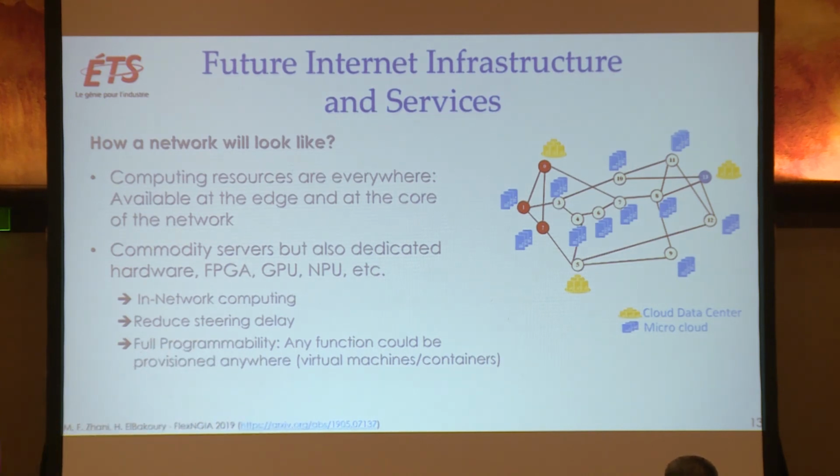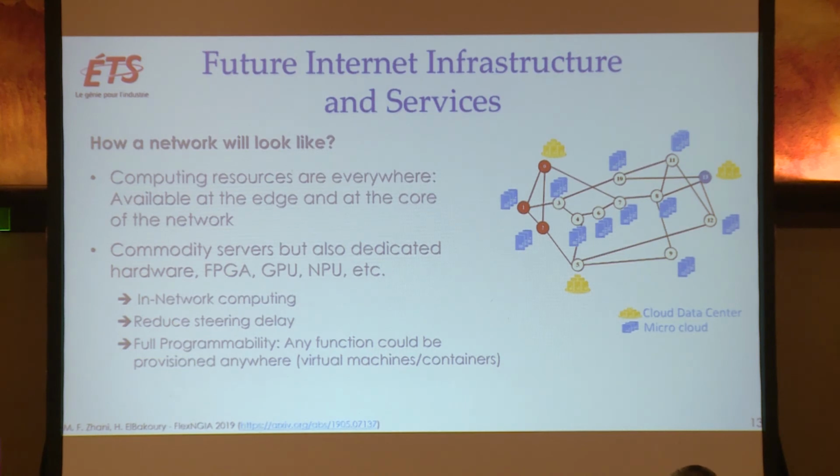So the main feature of the future networks is computing resources. Computing resources are everywhere, as you can see here. Okay, so we have here points of presence, but the points of presence also have a huge amount of computing resources. These computing resources will be made out of commodity servers, but also FPGA, GPU, NPU, and so on and so forth. And the main advantage of having this is that we will be able to do in-network computing. So the network itself will be able to process data and do all kinds of operations inside the network. So this will reduce steering delay significantly.